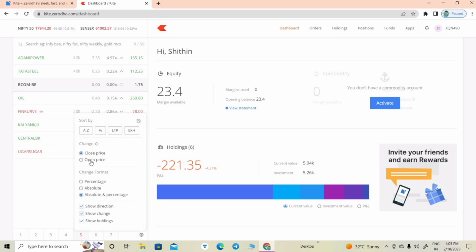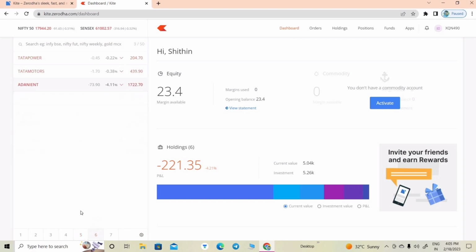We can modify how it looks by using the close price and open price and the percentage absolute. By changing these settings, we can change the layout of the corresponding wish list. So that is all about the wish list.